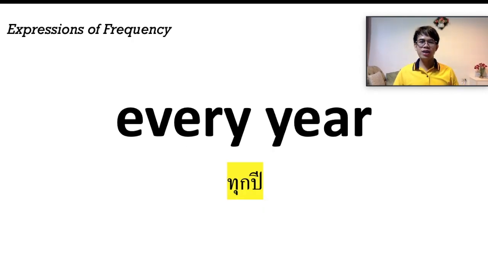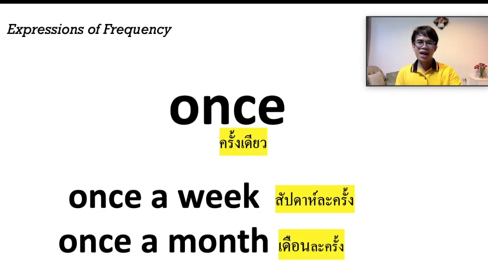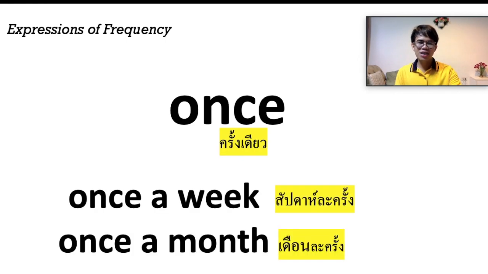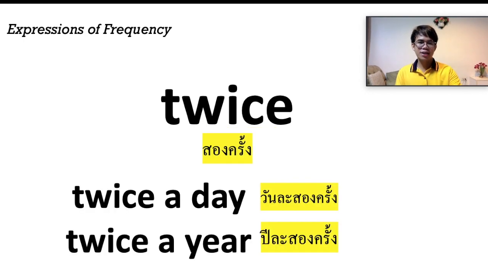Next we have every year. In Thai you say tuk pi. So, I celebrate my birthday every year. And once. Once is just one time. So you can say once a week, once a month. Also, we have twice: twice a day, twice a year.